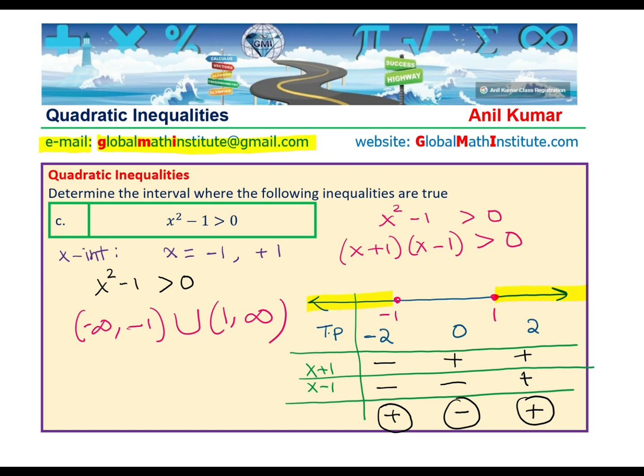As you can see, if you make a sign chart, this is going to be positive in this interval, negative in between, and positive. We're looking for greater than 0. So that is how you get it on the sign chart. So the sign chart corresponds to our equation and its solution, the inequality.